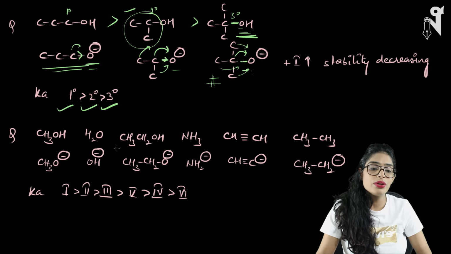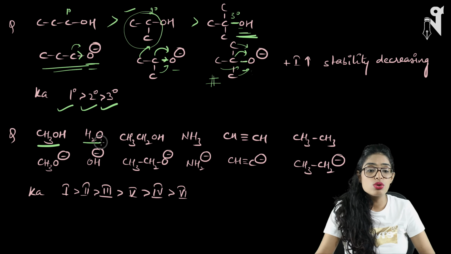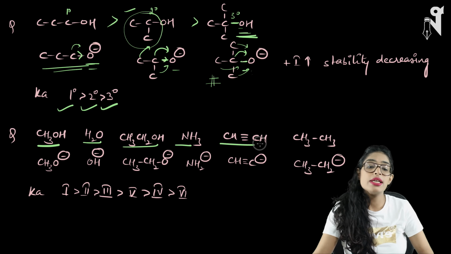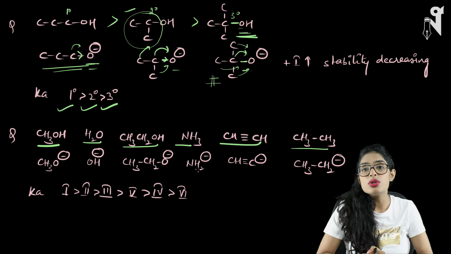Now we have a few further examples over here. I have written some compounds and then we have to arrange them in the acidic strength order. We have CH3OH, H2O, CH3CH2OH, HC triple bond CH, and CH3 single bond CH3. So now what I'll do is I'll write their conjugate bases and then we will see the stability of those conjugate bases.